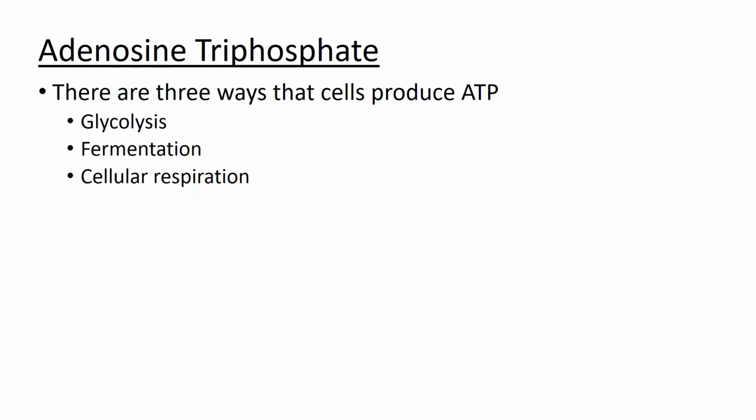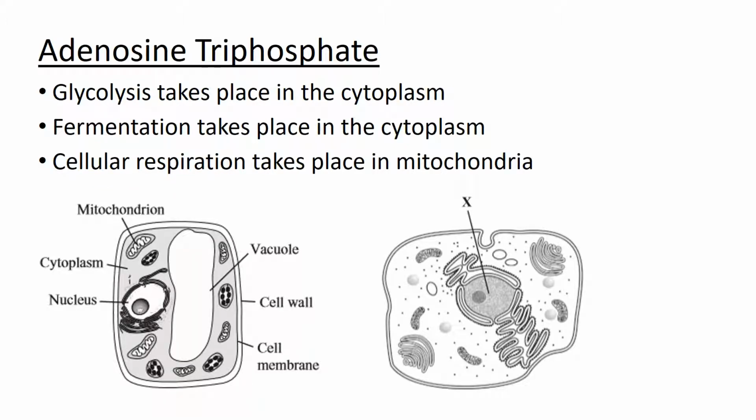There are 3 ways that cells produce ATP: glycolysis, fermentation, and cellular respiration. Glycolysis and fermentation take place in the cytoplasm. And when we say cytoplasm, what we mean here is it doesn't take place inside of an organelle.